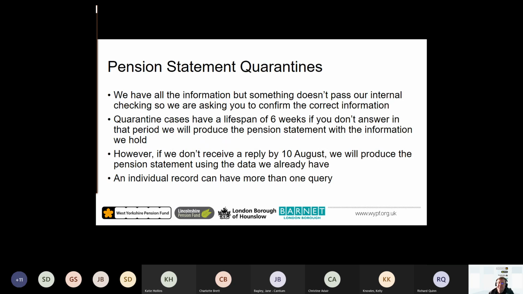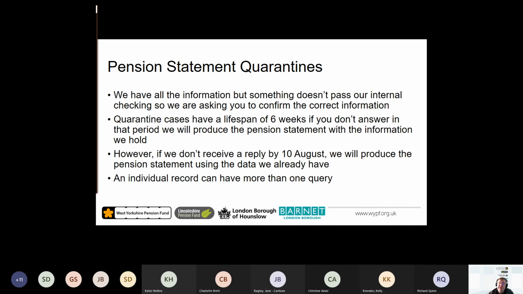Quarantines are slightly different. A quarantine is where we have all the information, but it doesn't pass our internal check-in. So we are asking you to confirm that the information is correct. Quarantine cases have a lifespan of 6 weeks. So if you don't answer our request for further information within that 6 weeks, we will produce the pension statement with the information we hold, and that will go out to the member.